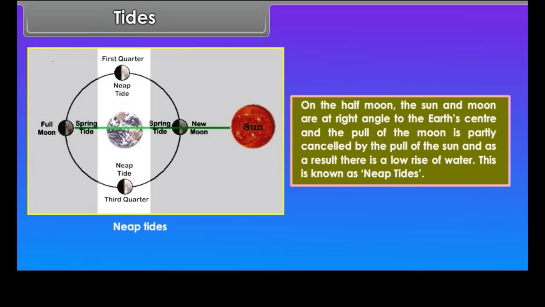On the half moon, the sun and moon are at right angle to the earth's center, and the pull of the moon is partly cancelled by the pull of the sun. And as a result, there is a low rise of water. This is known as neap tides.